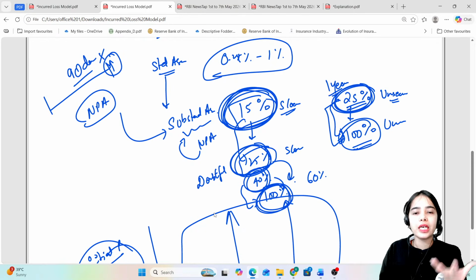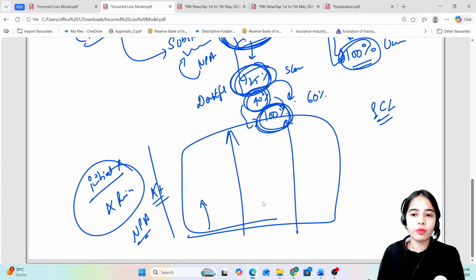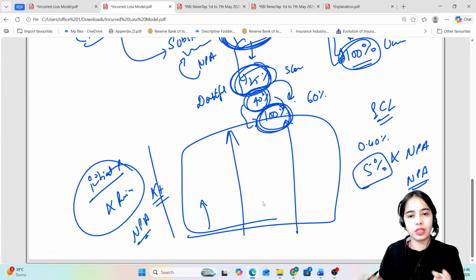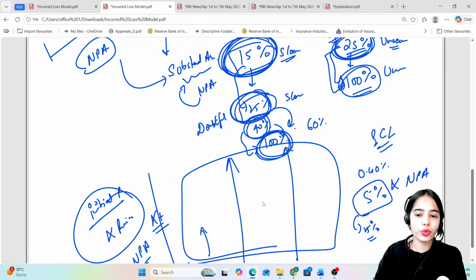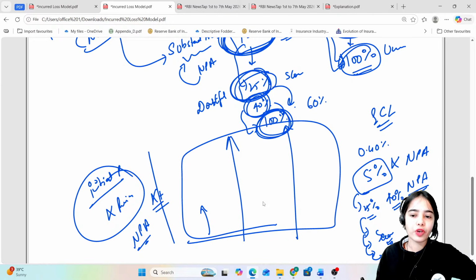Now, in the expected credit loss, what has happened? In the expected credit loss, the provisions will increase from 0.40% to 5% first, without the loan becoming NPA. Once the loan has become NPA, in the first year only, the provisions have to be increased to 25% for the secured loan, and for the unsecured loan the provisions have to be increased to 40%. Then slowly the provisions have to be increased for the secured portion of the loan, and for unsecured, 40% to 100%. So this is the idea.